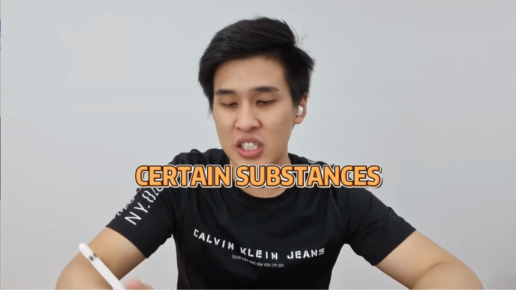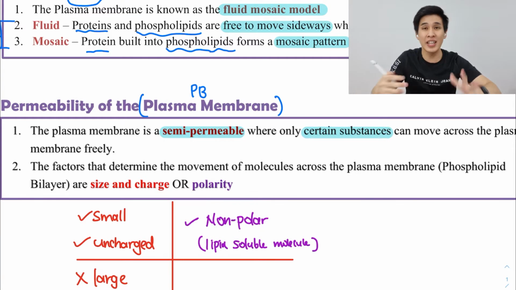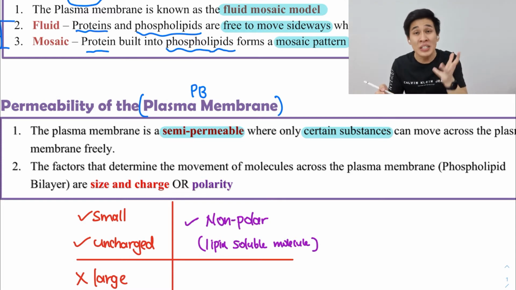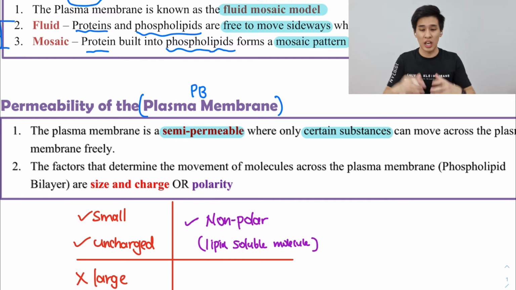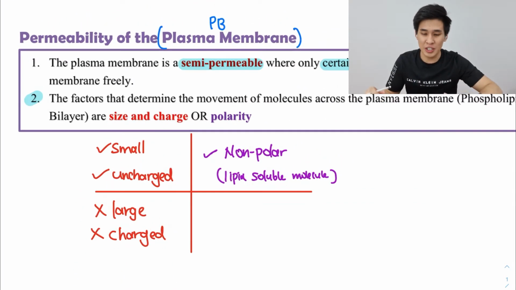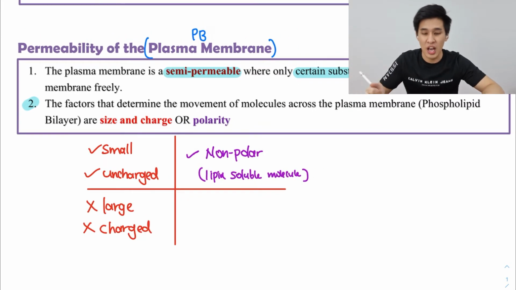Whereby only certain substances can pass through. So if a question asks you to explain the characteristics, you have to say it's semi-permeable and only certain, means only some substances can pass through, like we mentioned just now. So who are these certain substances? They are actually mentioned in point number 2. The factors that determine the movement of these molecules across the phospholipid bilayer, the plasma membrane, are size, charge, or polarity.